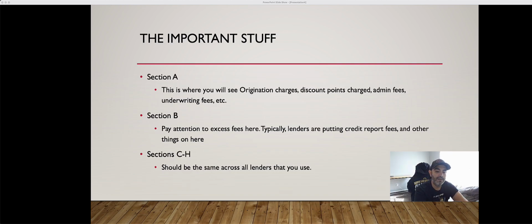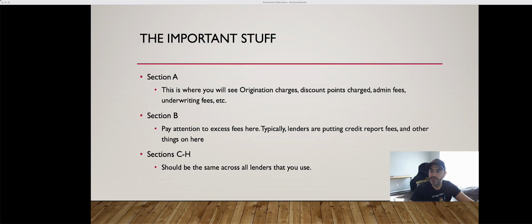Section B, these days I'm telling people to pay attention for excess fees associated with that. More and more lenders are putting more fees in Section B. So when you're comparing loan estimates, take a look and see what fees each one has in Section B. But Section A is definitely going to be the big one. Section C through H should be the same across all lenders. You shouldn't see any major differences.